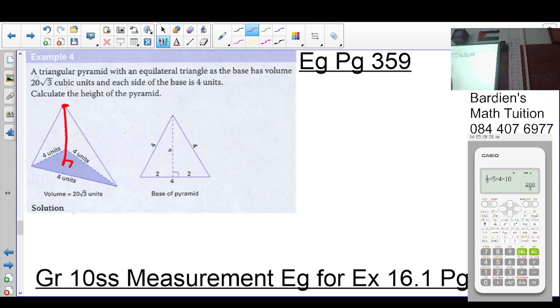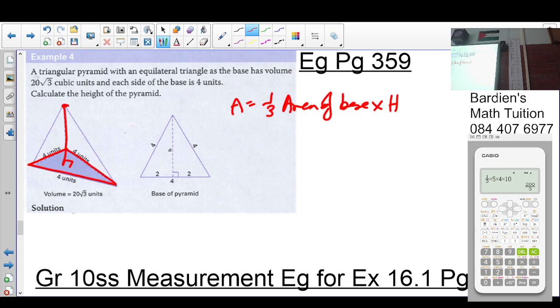So how do we calculate the volume of a pyramid? It's going to be a third times the area of the base times the height of this object. So what type of shape is this base? An equilateral triangle. How do you calculate the area of the triangle? For the area of the base, there's going to be a third. The volume of this is what? 20 root 3. Remember, the area of this base we're going to work out, times the height, is what they actually want you to calculate.